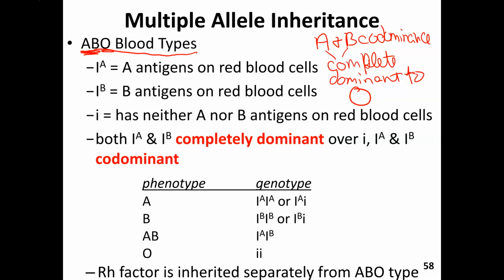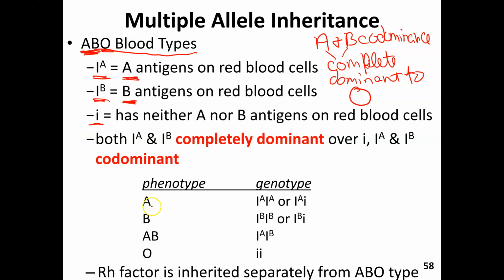If you have type A alleles on your blood, then you're going to show those A, and you're going to be type A. If you have B, then you're going to show the B, and you're going to be B. If you don't have A or B, that means you lack A proteins or B proteins, and then you're going to be O.